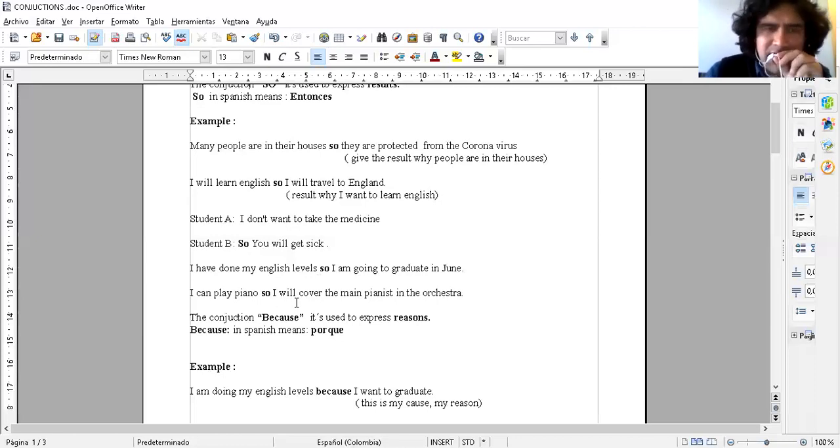Next conjunction, ¿listo? La siguiente conjunción sería because. Es muy conocida, ustedes ya la conocen. Cuando les hacemos preguntas, why do you study English? Because I like, porque me gusta. But in that context, it's different. In this context, as a conjunction, it is used to express reasons. Aquí se usa para expresar razones. Because in Spanish means porque, pegado, sin tilde. Justificación.